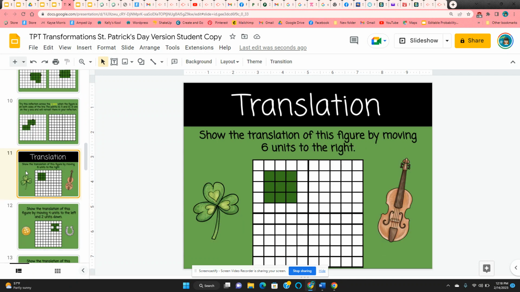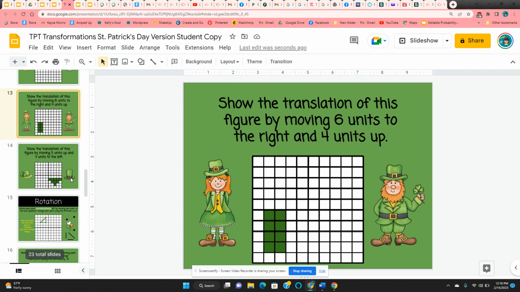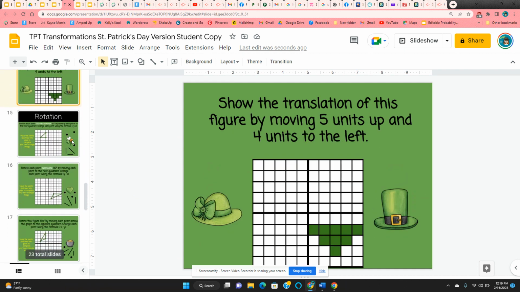Then we move on to translation. Translation is just moving a figure, keeping its orientation the same, but moving it up, down, left, or right. So this one, if you show a translation 6 units to the right, you're just going to count 1, 2, 3, 4, 5, 6, and it's going to look like this. Then they're going to translate. They have 2 movements on this one. They're going to go 4 units to the left and then 2 units down. And they've got a few more of those to do, translation.